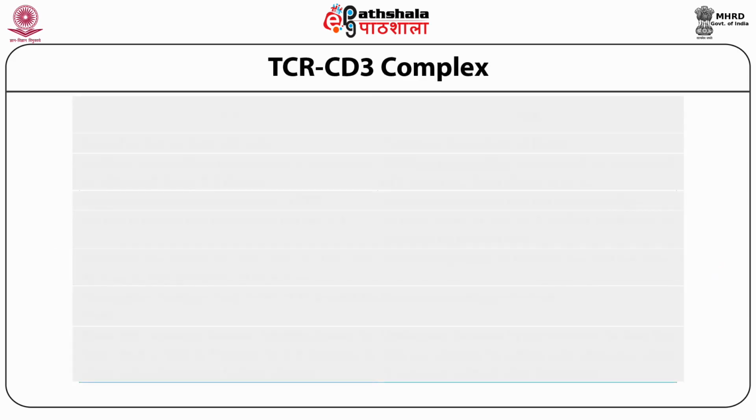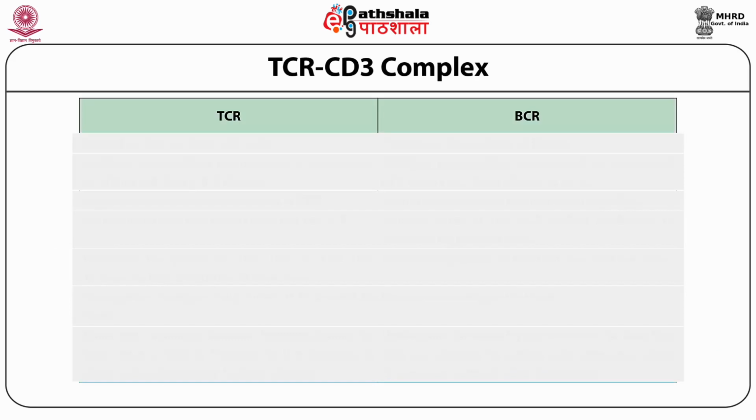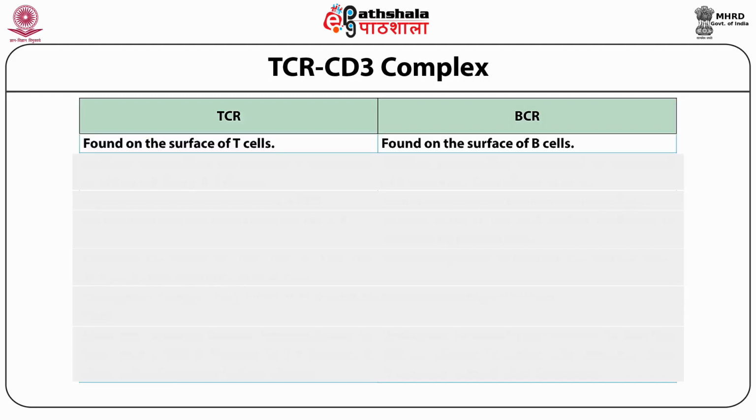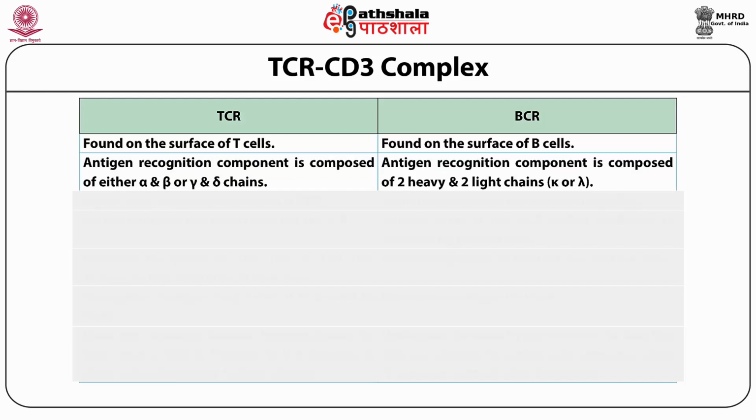So now let's ask ourselves, what is the difference between the T cell receptor and the B cell receptor? Indeed, the BCR and TCR differ greatly from each other in a variety of ways. The first point of difference is obviously that the TCR is found on the surface of T cells, while the BCR is found on the surface of B cells. The second point of difference is that for a TCR, the antigen recognition component is composed of either alpha and beta or gamma and delta chains, while for a BCR, the antigen recognition component is composed of 2 heavy and 2 light chains, which could be kappa or lambda.